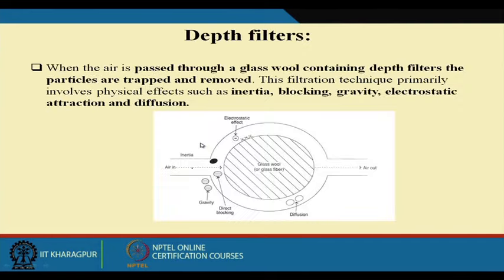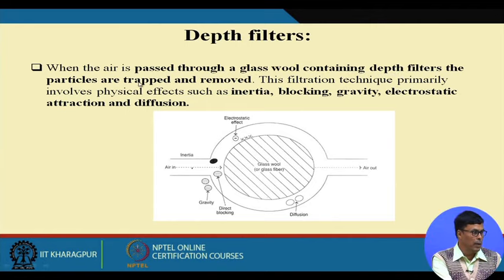That is why in industry, particularly in the fermentation industry, we go for depth filters. For example, we use a glass wool filter. Now, in the depth filter, air is passed through glass wool, and particles are trapped and removed. The filtration techniques primarily involve the physical effects of inertia, blocking, gravity, electrostatic attraction, and diffusion. I shall explain one after another how it is done.